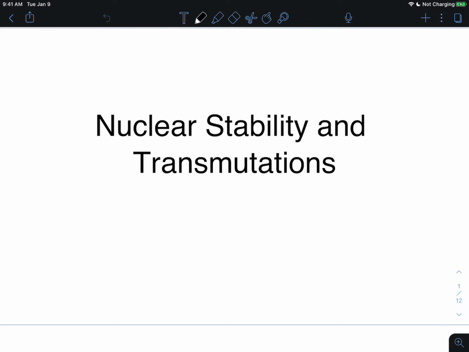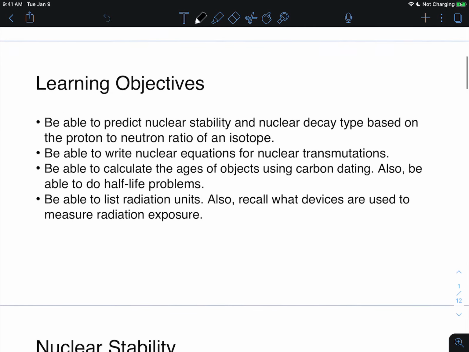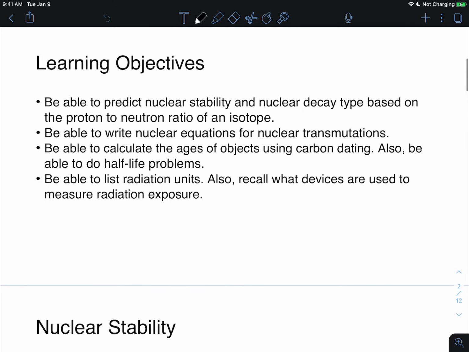Guys, in this video, we're going to be talking about nuclear stability and transmutations. By the end of it, we should be able to predict nuclear stability and the type of decay that's going to occur based on the stability and the proton-to-neutron ratio of an isotope. We're going to be able to write our nuclear equations for transmutation reactions.